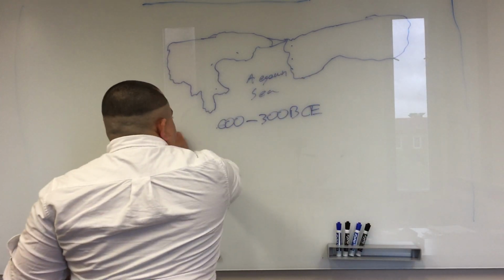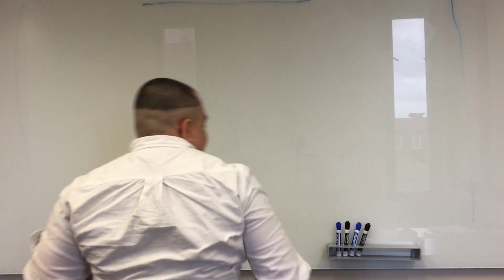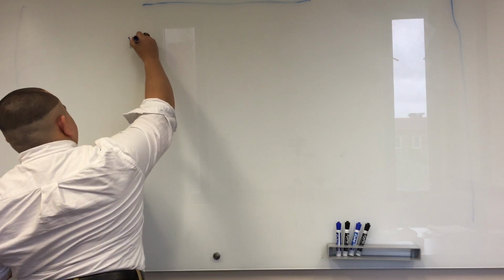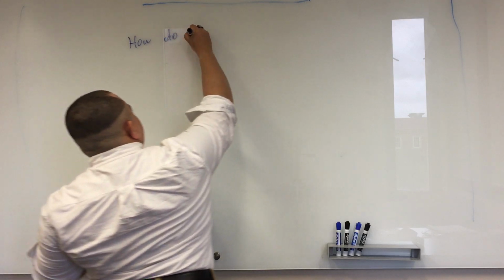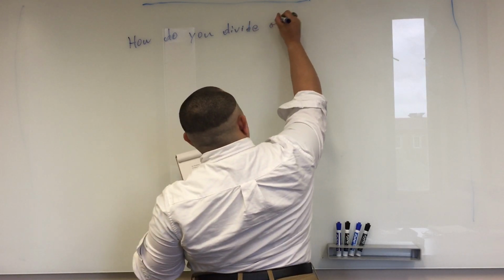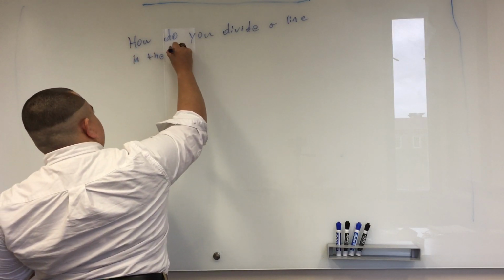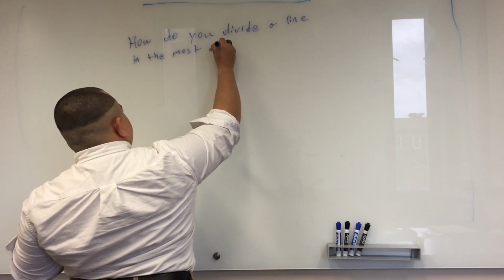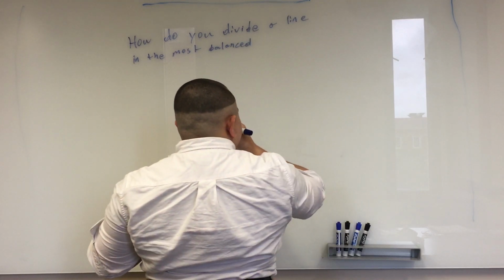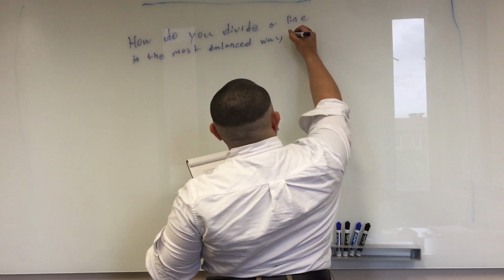So let's start off with an example of something that the Greeks were looking at here, and that's the golden ratio. So how do you divide a line in the most balanced way possible? You can already see the sort of religious language in the way that this question is asked, insofar as it's connected to harmony. How do you divide a line in the most balanced way possible?